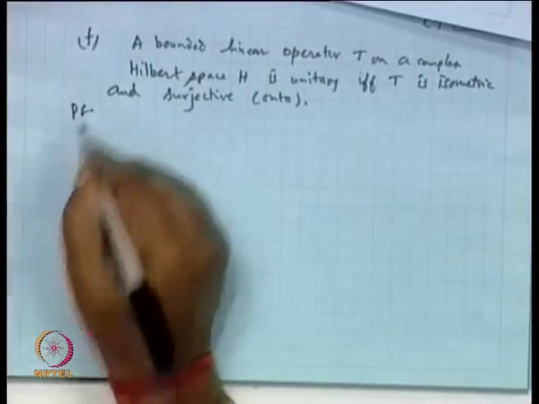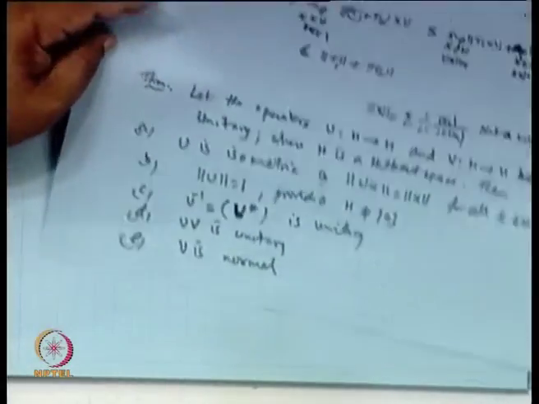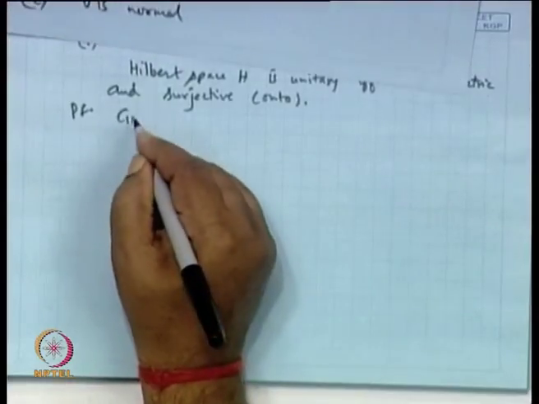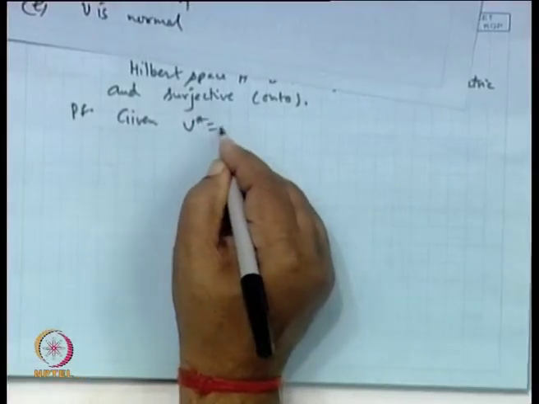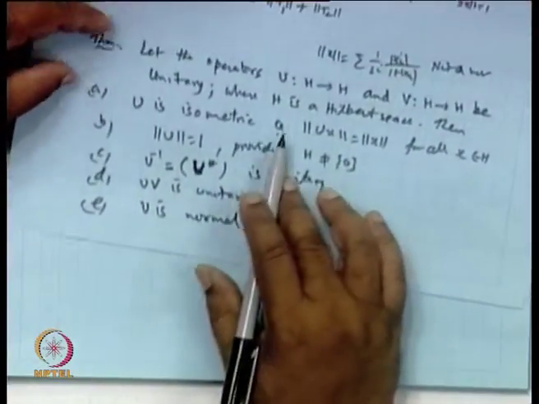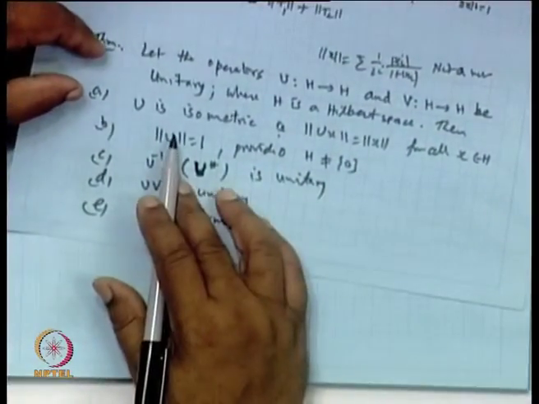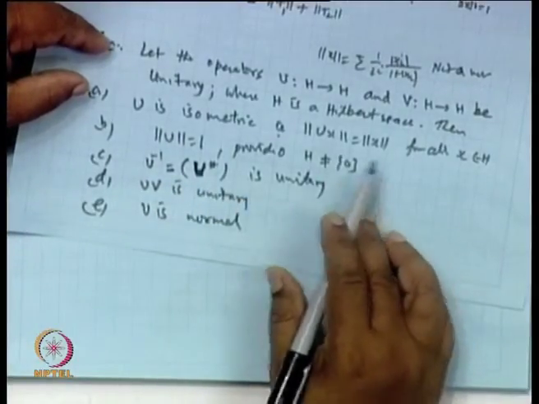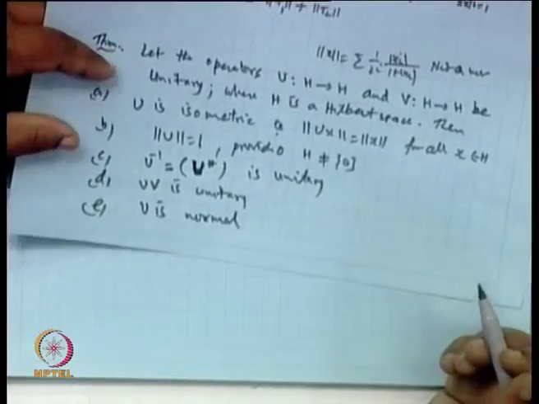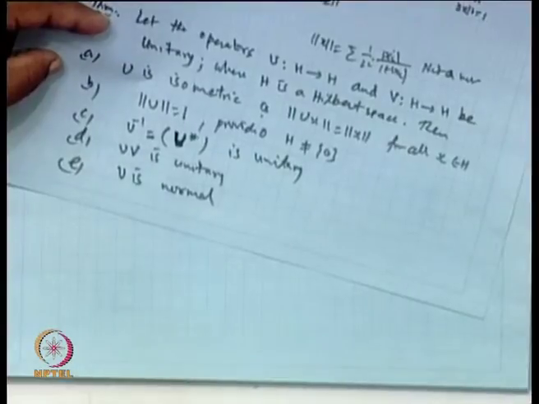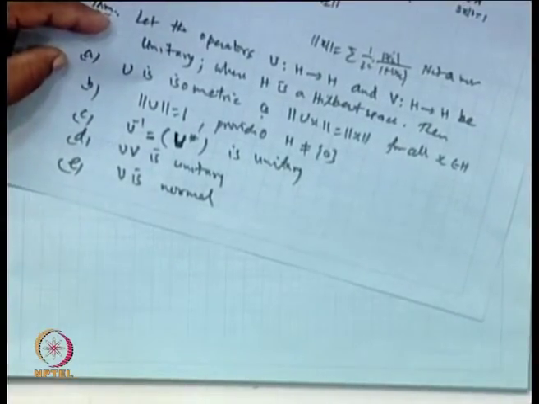Okay, so let's see the proof. Proofs are simple. First, U and V are both given to be unitary. So it is given that U star is equal to U inverse, V star is equal to V inverse. Then H is a Hilbert space, fine. Then we have to show U is isometric. Isometric means the norm of Ux and norm of x will be the same. U maintains the distances: between x and y the distance, and the corresponding images will have the same distance.